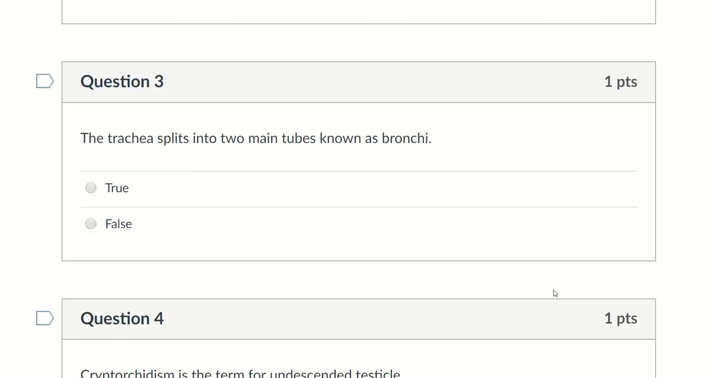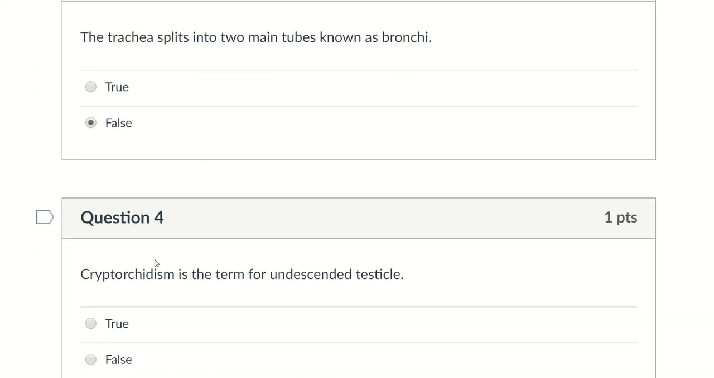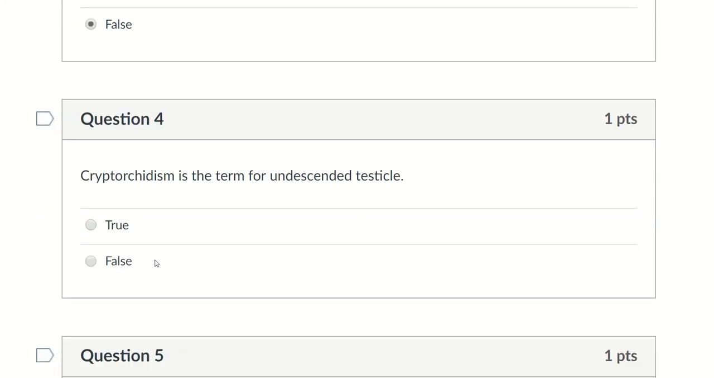Number 3. The trachea splits into two major tubes known as bronchi. False. Everyone agrees? All right, we'll go to the next one.